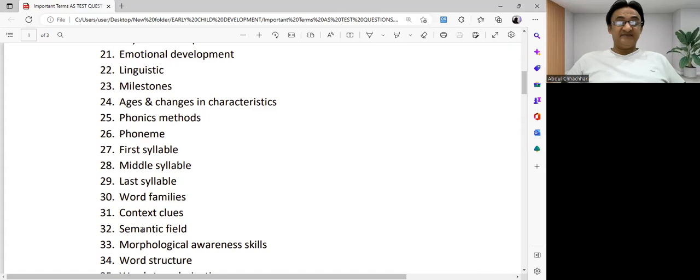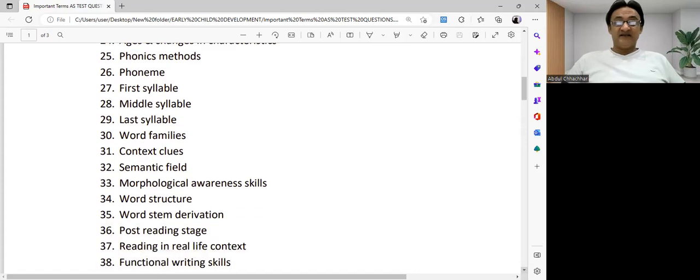Context clues, semantic field, you should know, morphological awareness skills, word structure. So how a teacher is complying in the classroom. So you should know these practices, and you should go through a very authentic teaching approach, and should understand how these approaches can be implemented. Now, word stem and derivation, word structure, post-reading stage, reading in real life context.